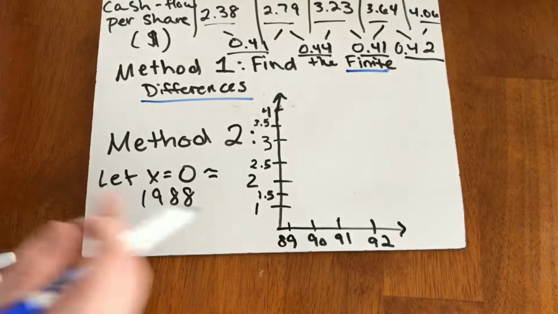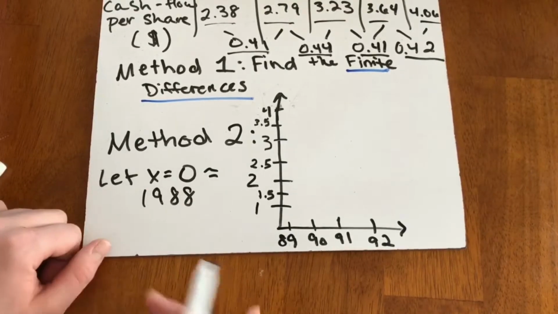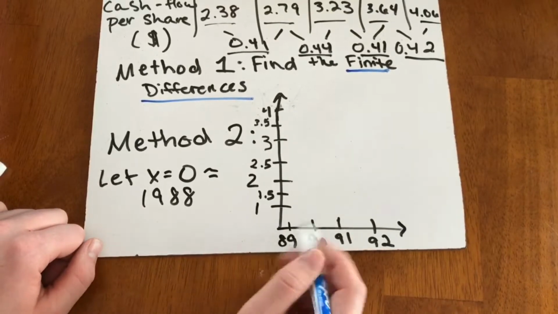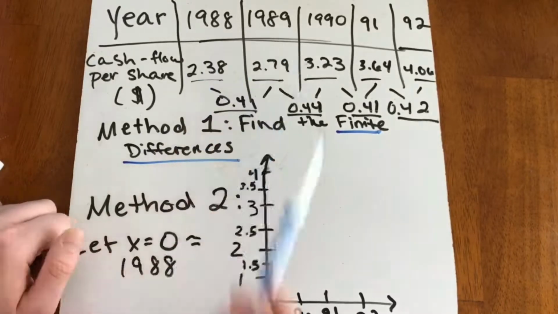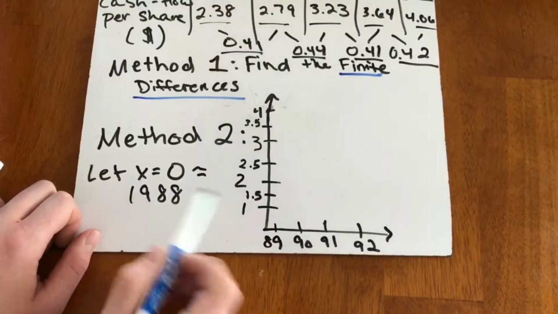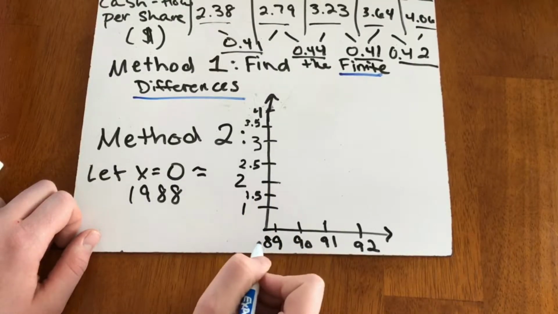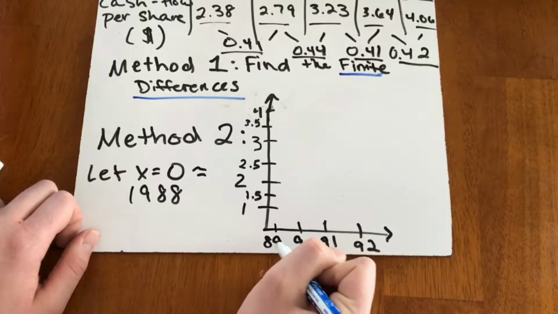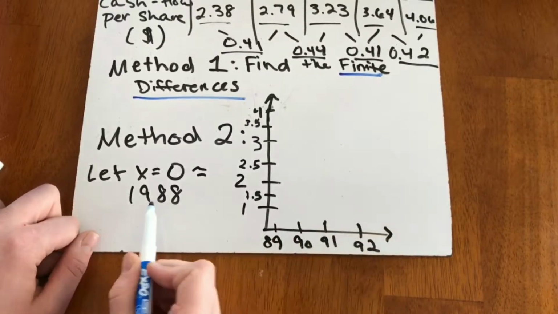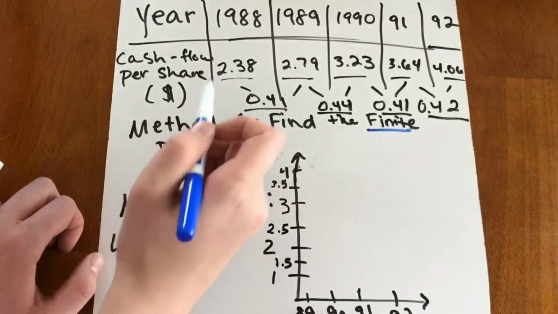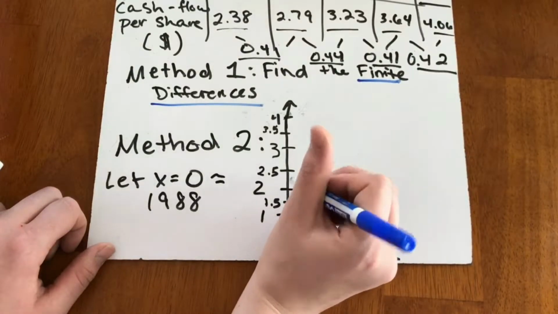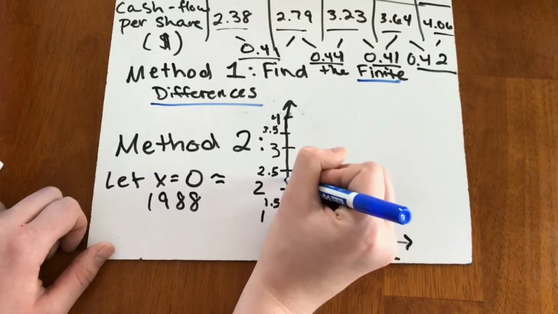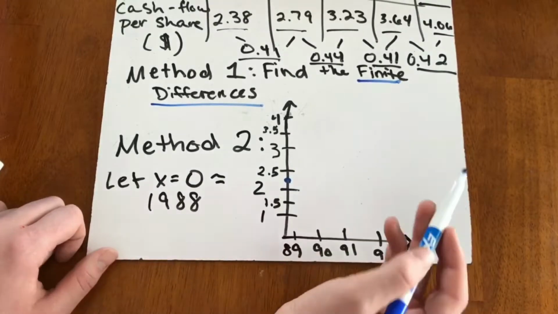So, with the data above, our x-axis is going to be the years. And so we're going to let 0 be 1988, and then 1 is going to be 89, and so forth. So in 1988, the cash flow per share was $2.38. So if we graph it on here, it will be somewhere around there.